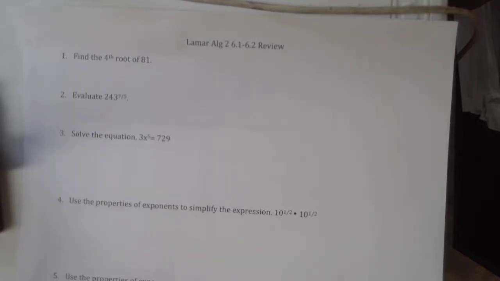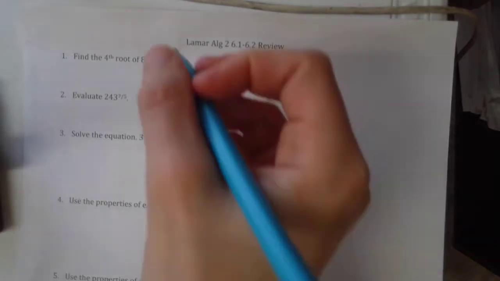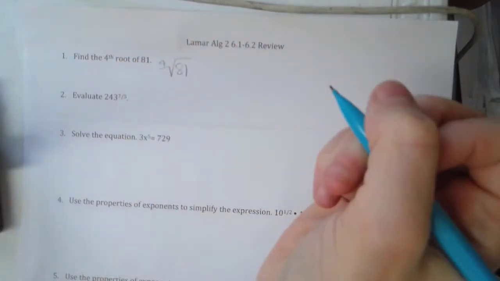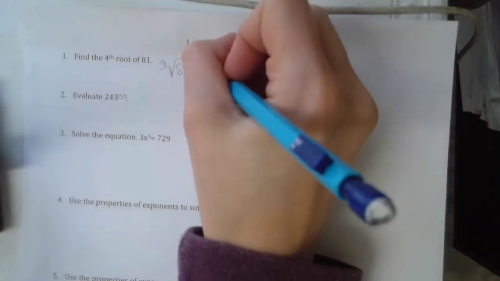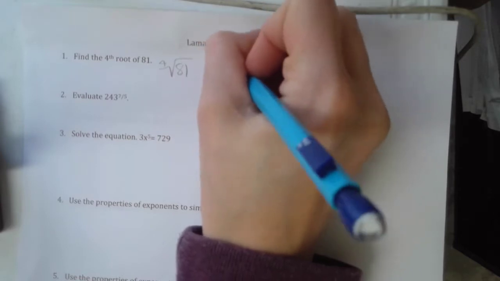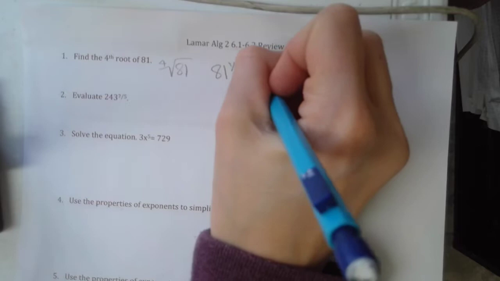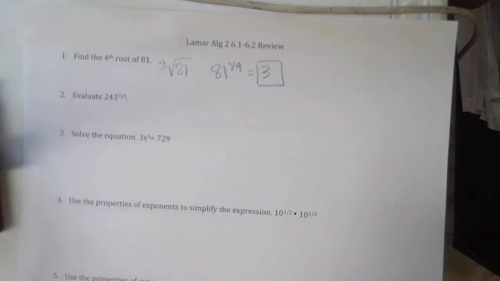Okay, so the first one's pretty simple. Just take the fourth root of 81. It looks like this, or you can put in your calculator as 81 to the 1/4 power. If you put it in, you'll get 3. So that should be your answer.